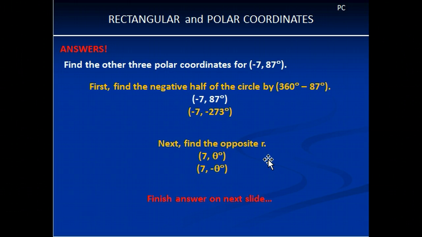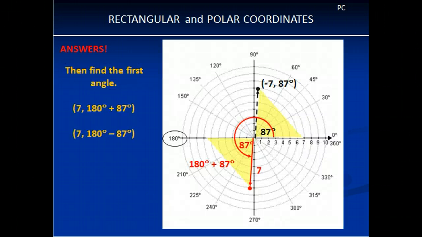Now I'm going to find the opposite R, which happens to be the positive side. So in order to do that, we're going to first find the angle. So we go up to 87 degrees, and we say, all right, we're at negative 7, 87 degrees. If this is negative, it's the dashed line. The opposite side is positive, so I'm going to have to go all the way around, which is going to be 180 plus this 87 degrees, and that will give me the whole thing.